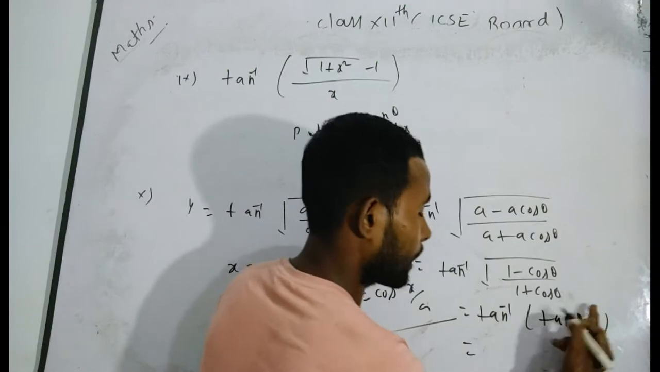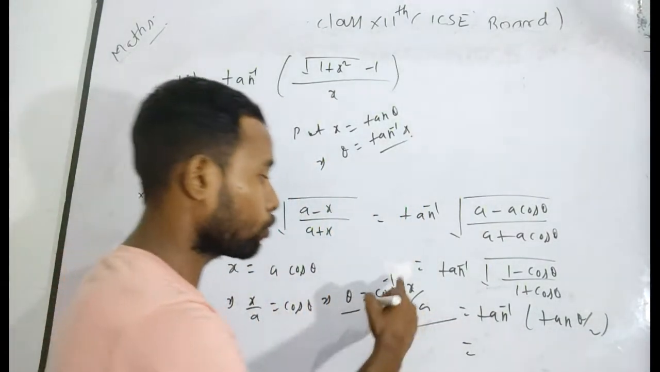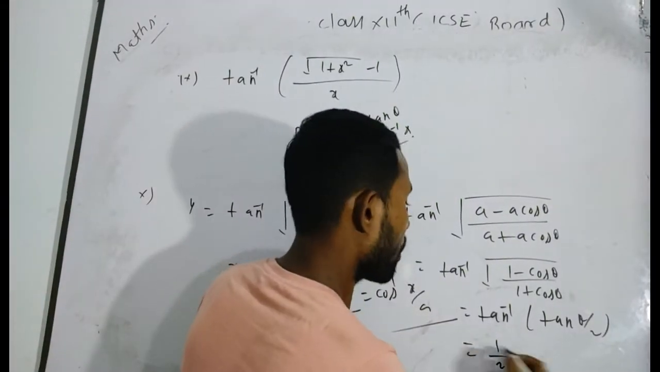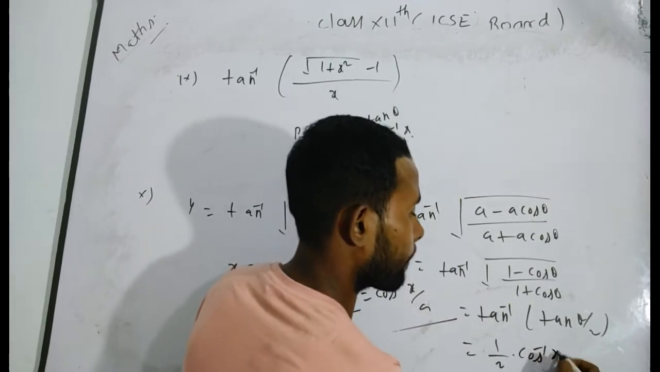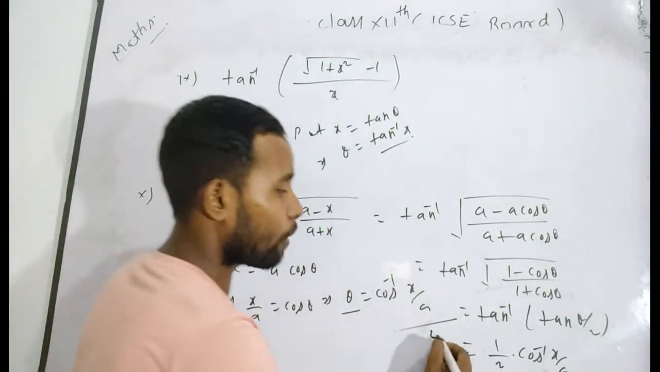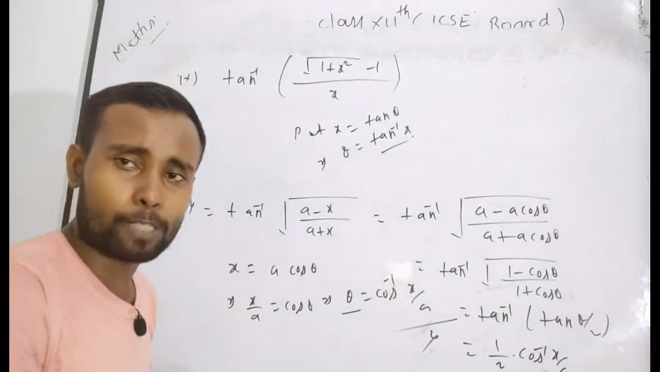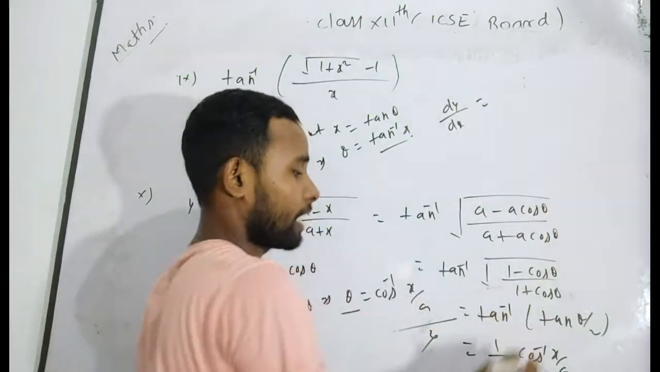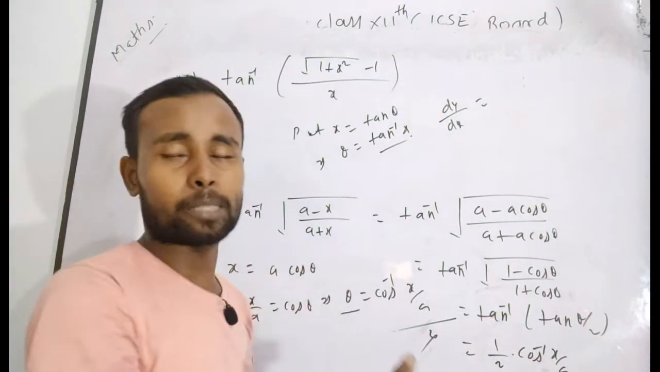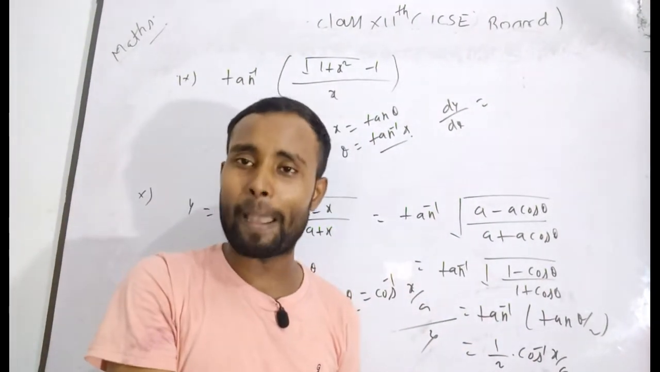Finally you will get theta is equal to 1 upon 2 into cot inverse cos inverse x by a. Now you have to differentiate this y. When you differentiate on both sides with respect to x, you will get dy/dx is equal to, firstly, cos inverse x by a differentiated with respect to x by a.